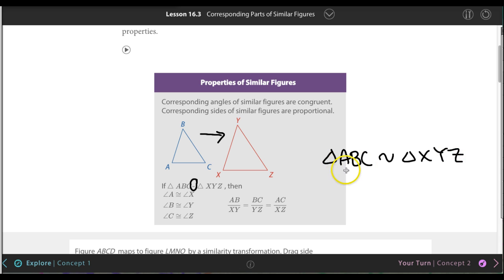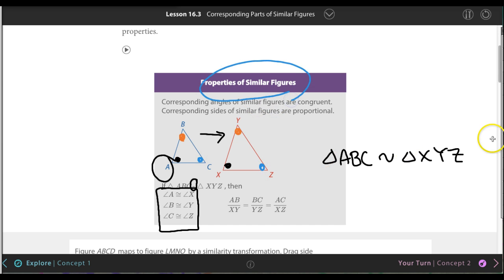Now the order in which you write the letters is really important. Just first remember that the three angles have to always measure the same over here. Angle A, angle X. So these two angles have to measure the same. And then B and Y, these two angles have to measure the same. And C and Z, these two angles have to measure the same.